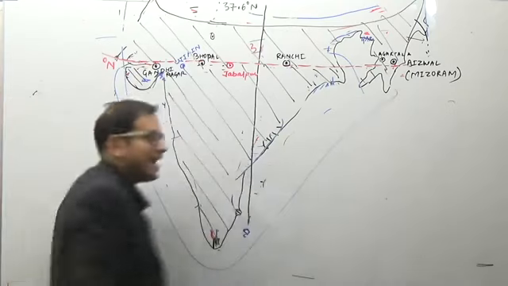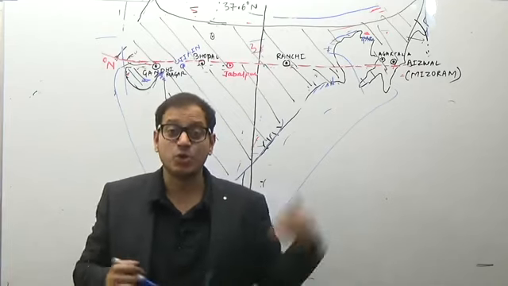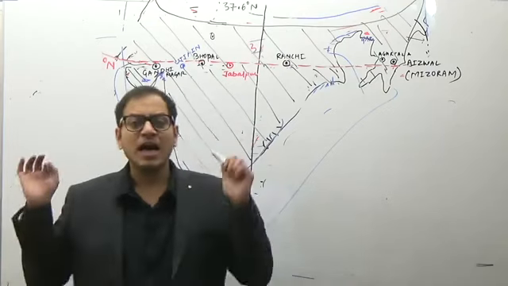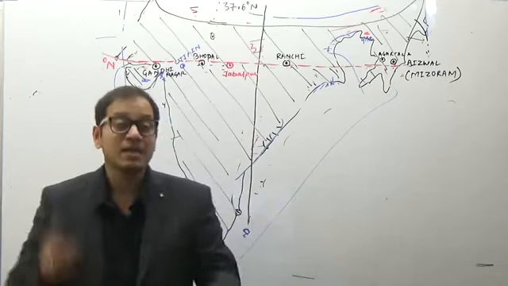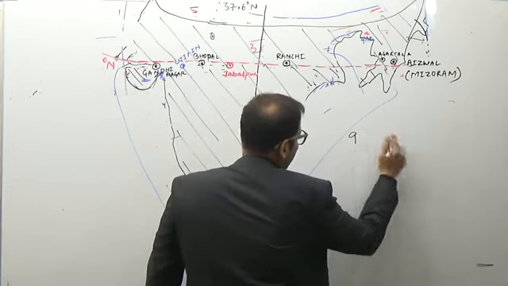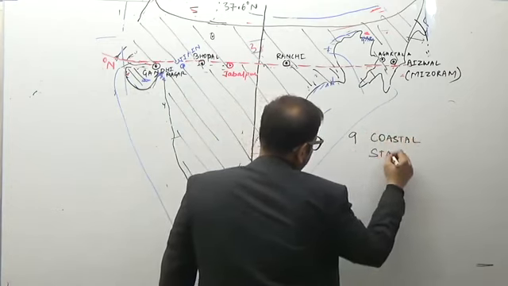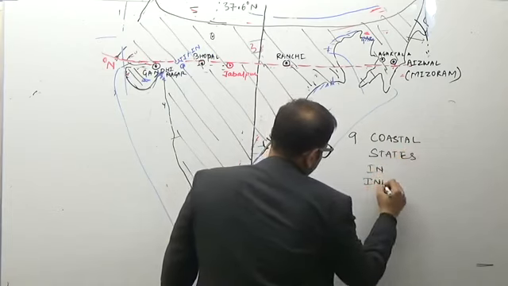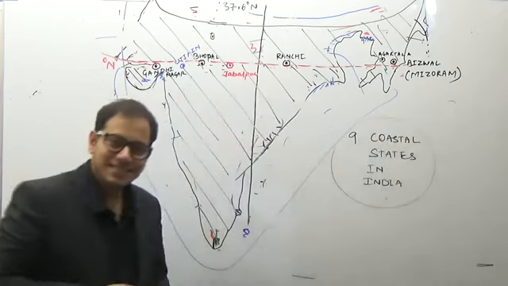How many coastal states are there in India? How many states have a coast or sea shore near them? Find it out in the atlas, measure the states. I won't do all the states. This I leave to you as an assignment or homework. Remember, there are 9 coastal states in India.